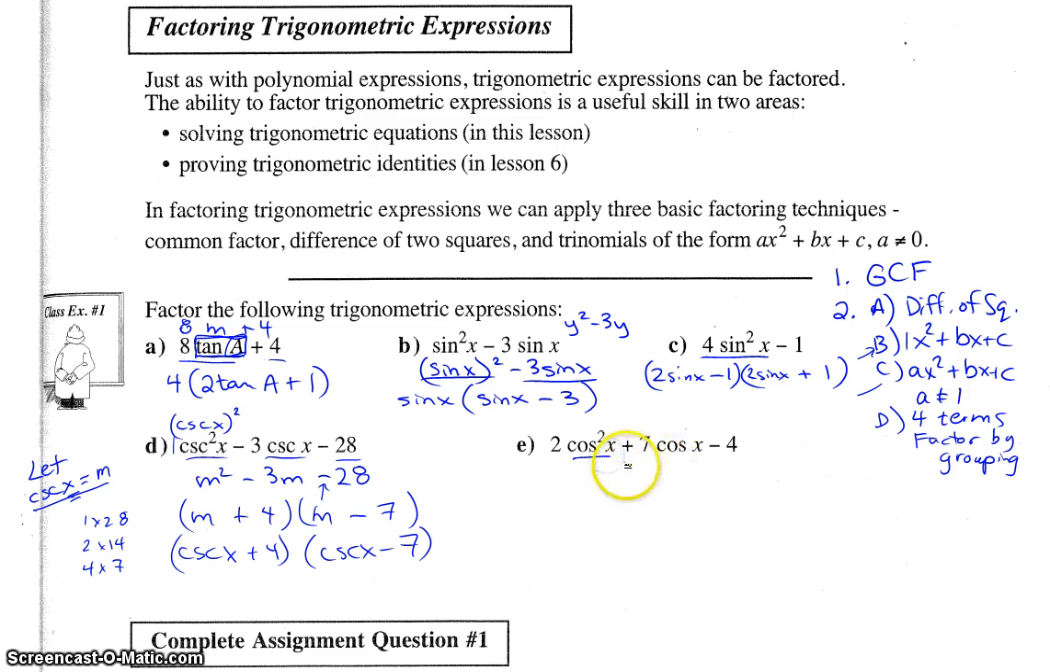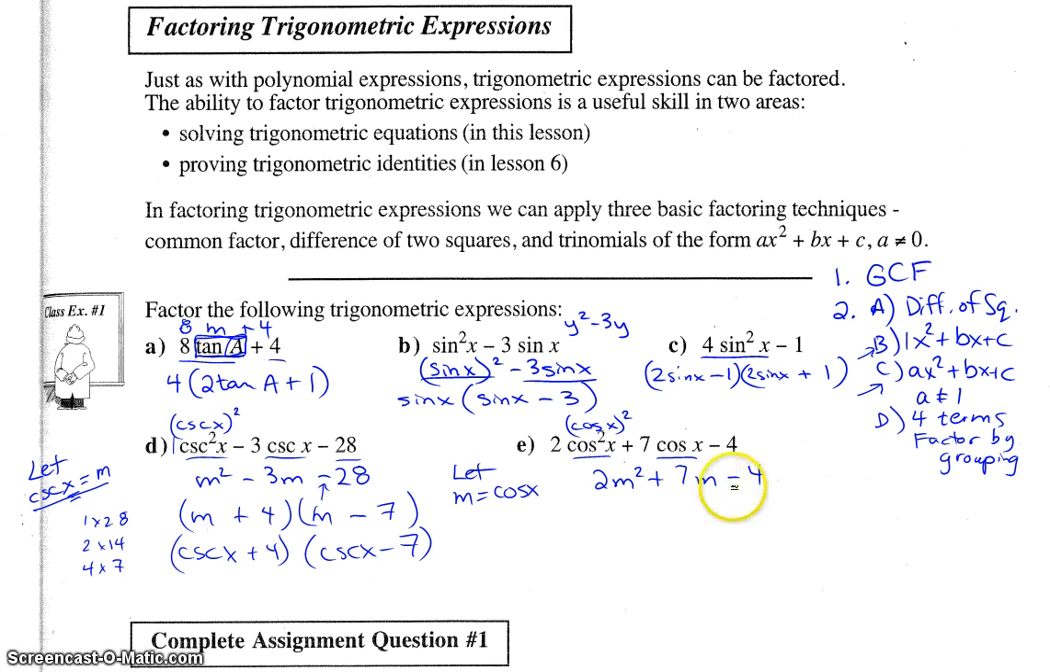Notice we have a cosine, did I say cosecant? Sorry about that. We have a cosine squared plus something cosine. So we have this kind, type C, happening here. So again, let's replace so it's easier to look at. Let m equal cos x, and this would become 2, and again, cos squared is just cos in brackets squared. So this would become 2m squared plus 7m minus 4. Okay, notice there's no x's in my line up here, so you shouldn't have them.